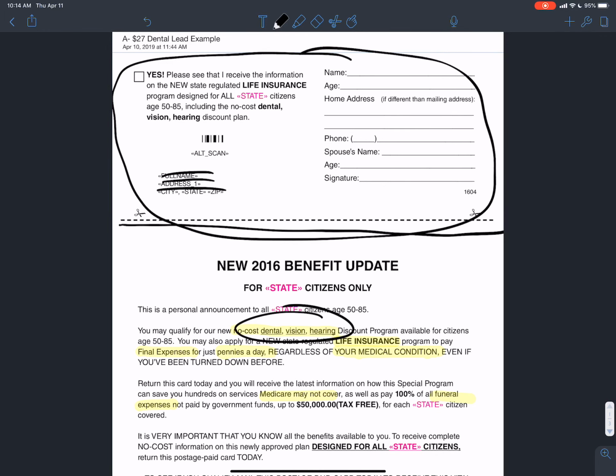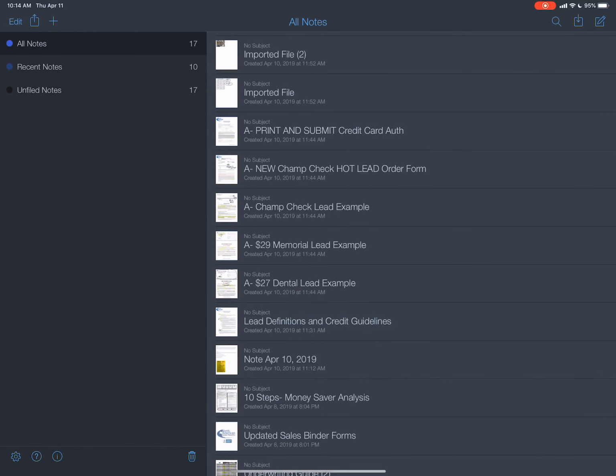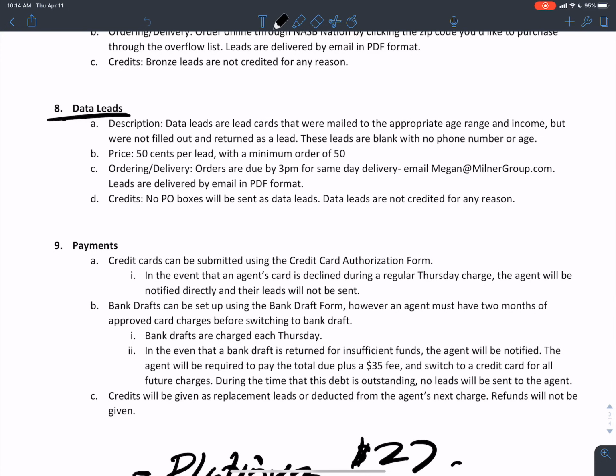A data lead is basically someone that we mailed. We mailed them a lead, but they never responded to the lead. Those are 50 cents per. Like I said, if I have someone that's willing to purchase them, okay, and wants to work them legitimately, I will purchase you your first 50 for you to try out. Okay, I'll pay for those for you.